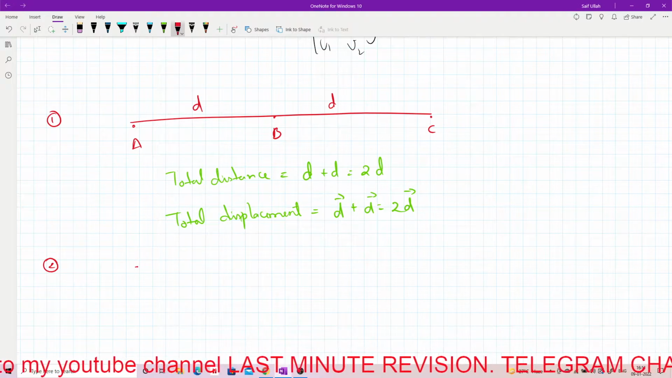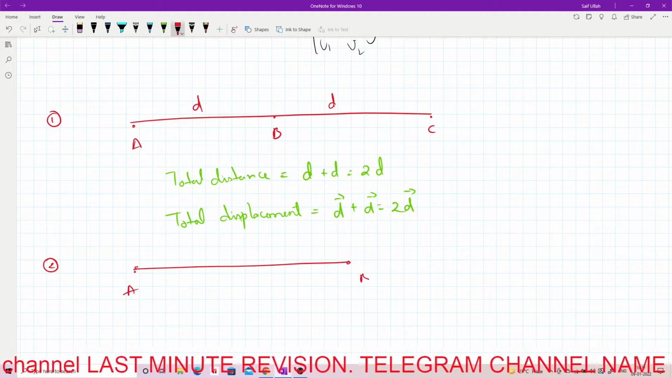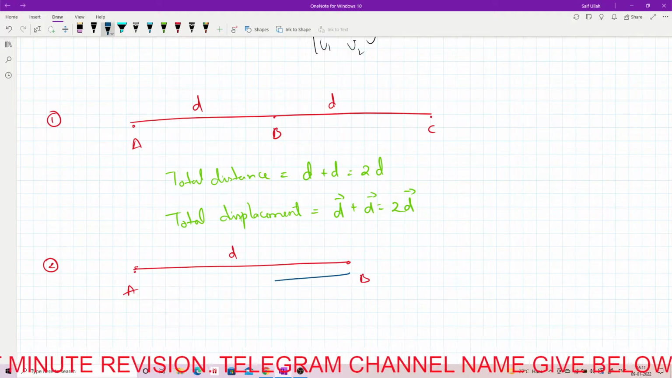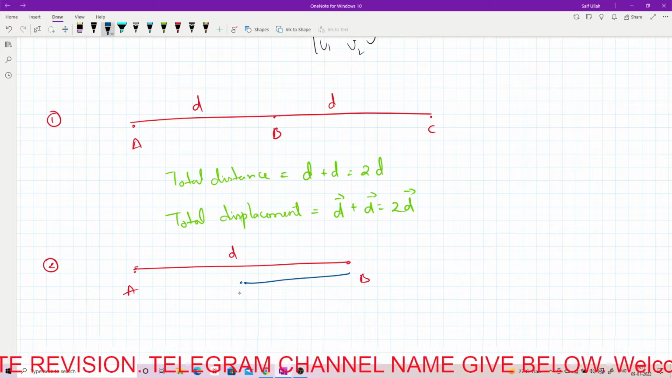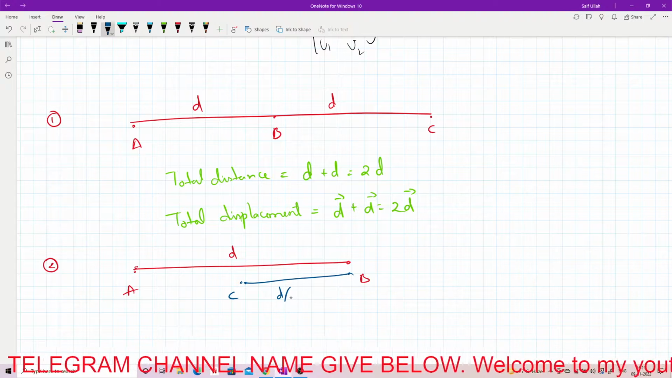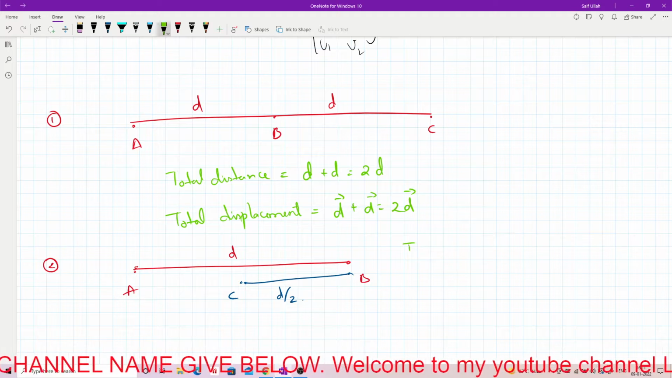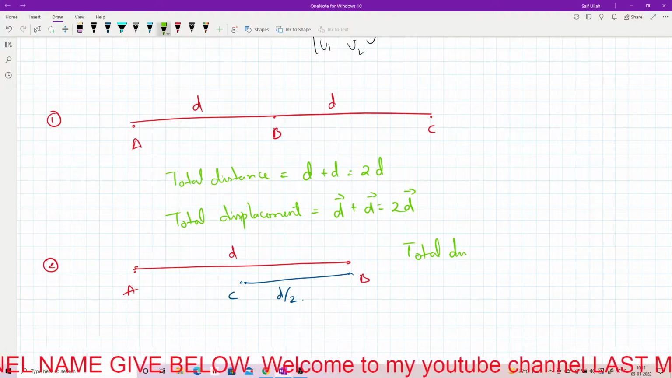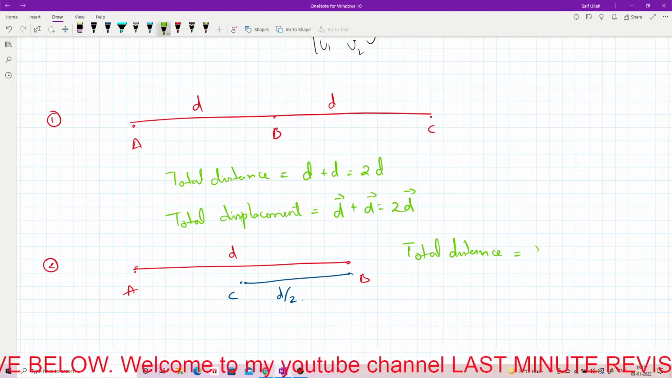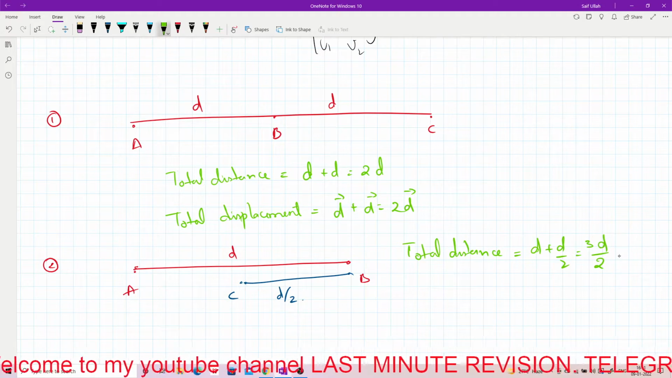Okay, in this case it is traveling from A to B with a distance d, and again from B to C, it has traveled d by 2. Now first we have to find the total distance. The total distance here is, just add the magnitudes, that is d plus d by 2. It will give you 3d by 2.